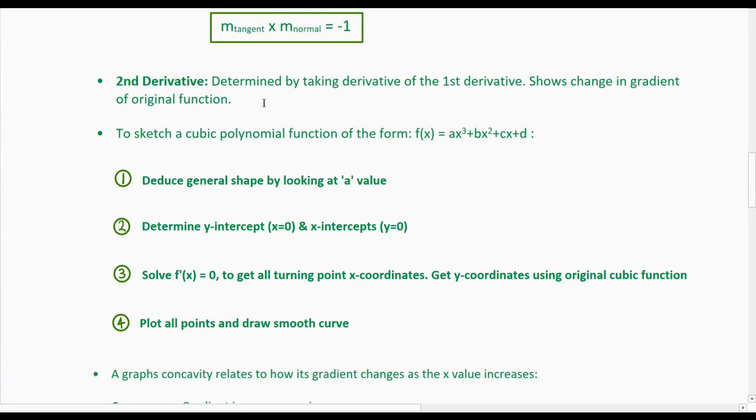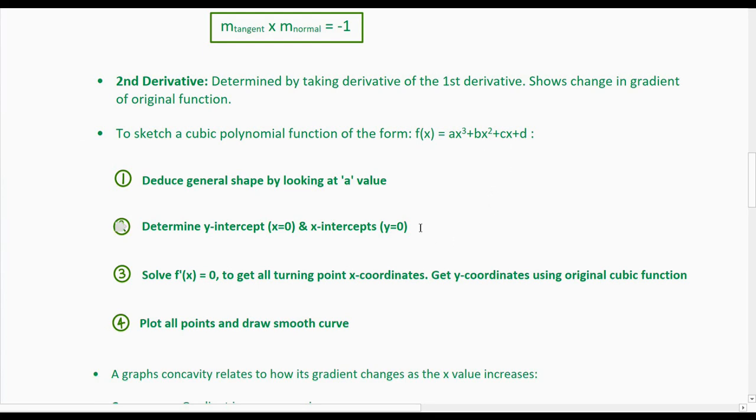Then I introduce you to the second derivative, which you determine by taking the derivative of the first derivative, and it represents the change in the gradient of the original function. And to sketch a cubic polynomial function of the form ax³ + bx² + cx + d, you first deduce the general shape by looking at the a value, with a positive a value being a mountain followed by a ditch shape, and then a negative a value would be a ditch followed by a mountain shape.